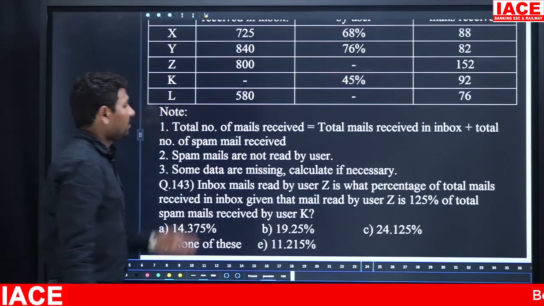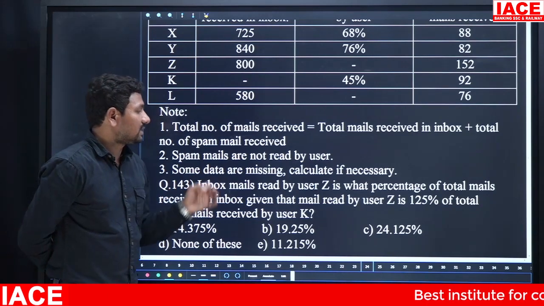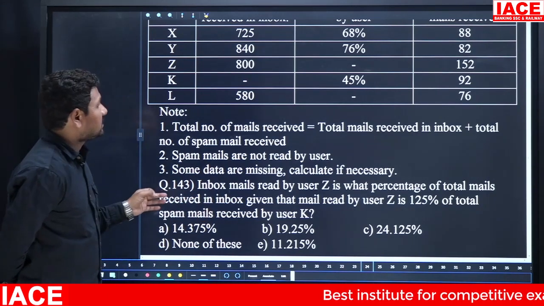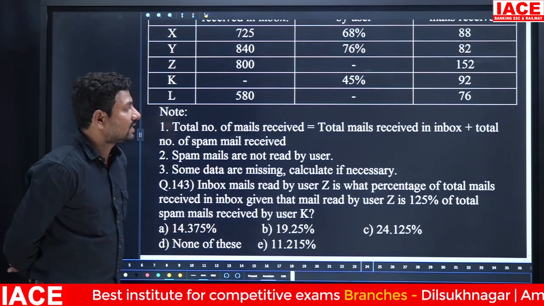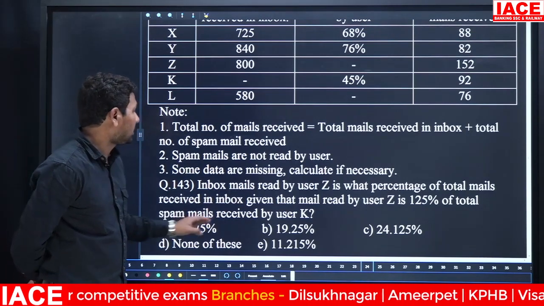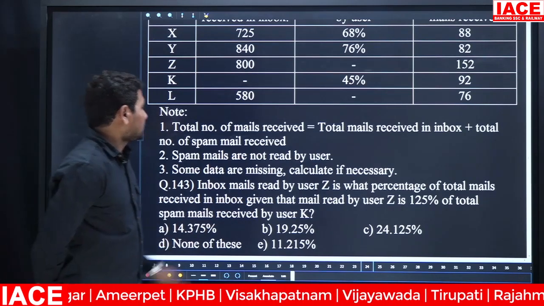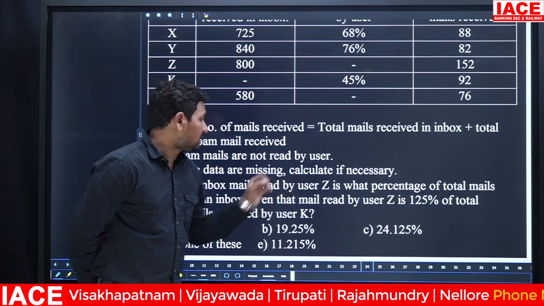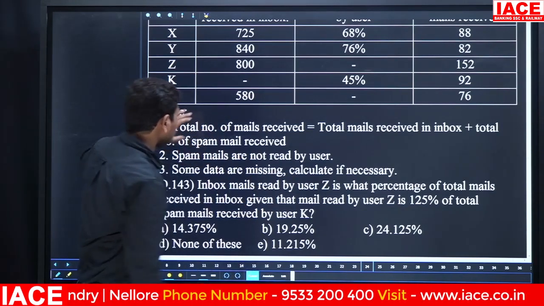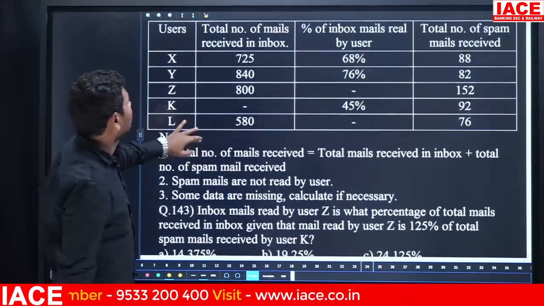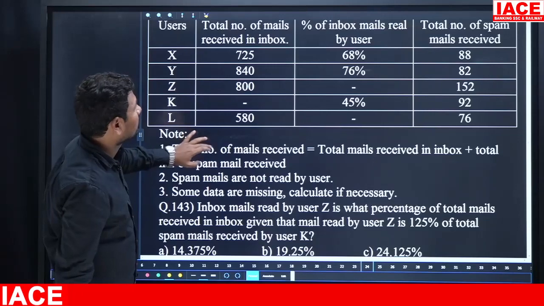Next, inbox mails read by user Z is what percentage of total mails received in inbox, given that mail read by user Z is 125% of spam mails received by user K. Okay, then inbox mails received by user Z, inbox mails is required. Total number of mails received in inbox, percentage of inbox.